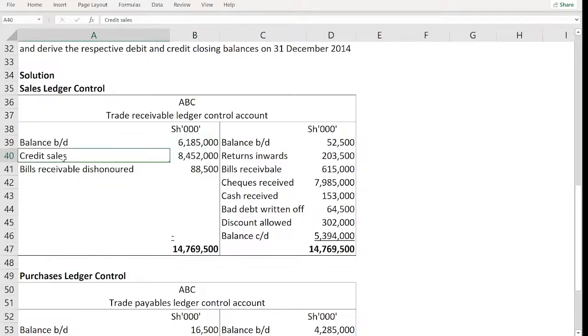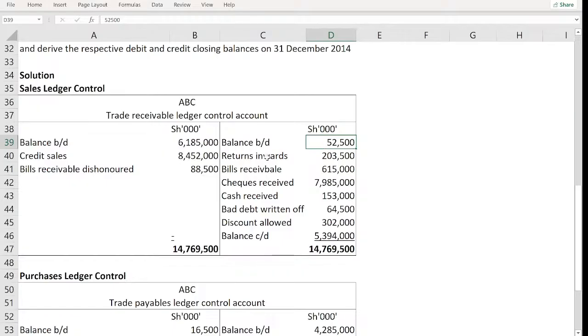So we are going to write the credit side on the debit side, and bills receivable dishonored on the debit, since they are supposed to be written on that side. So on the balance brought down, on our sale ledger, on our credit side, from the question you have been told it is 52,500. So you input the 52,500, you record that.